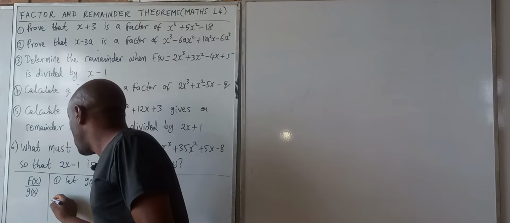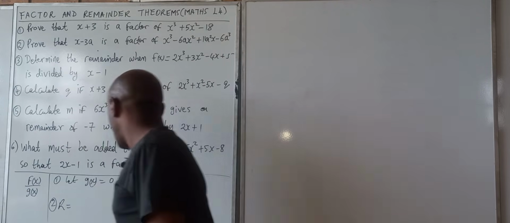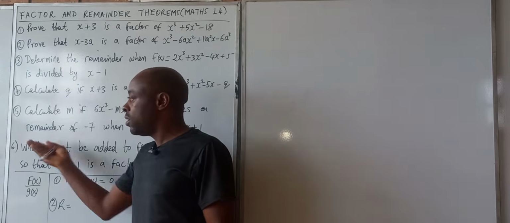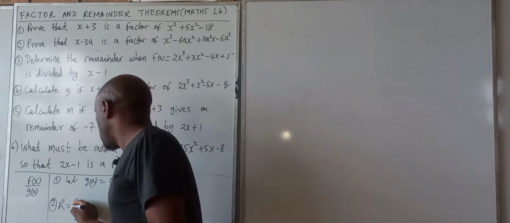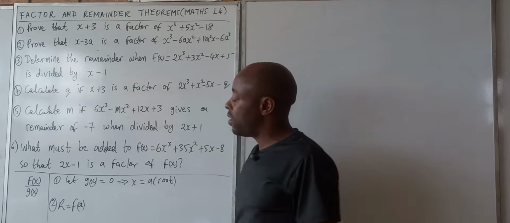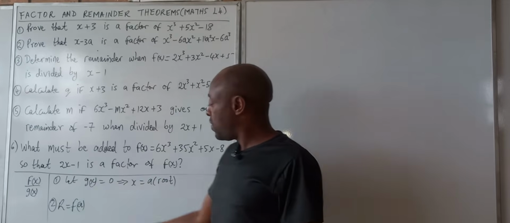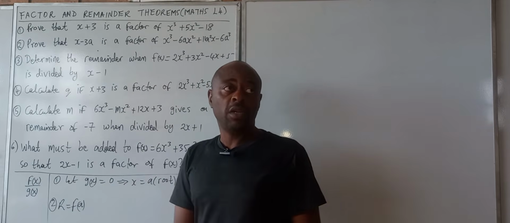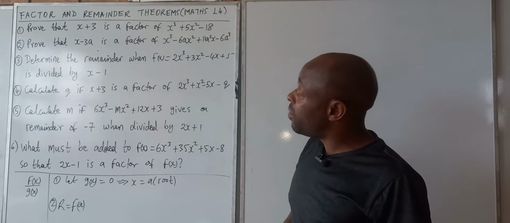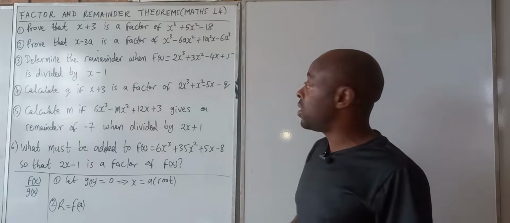Then step number 2, you calculate a remainder. And how do you get a remainder? You take the root that you got from the smaller function, you put it into the bigger function. So if your remainder gives you 0, then you're under the factor theorem. If it doesn't give you 0, you're under the remainder theorem. So this is basically what the elementary factor and remainder theorem is talking about.